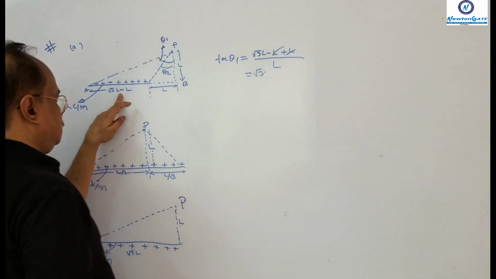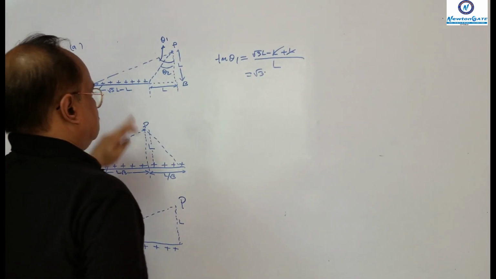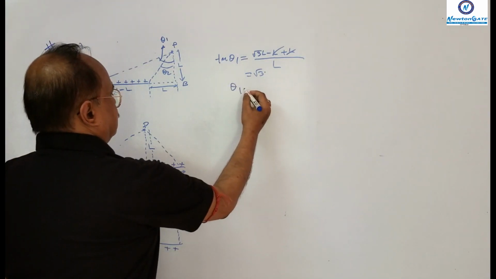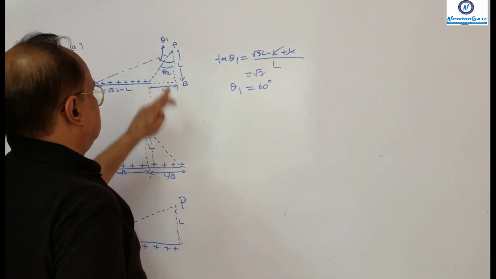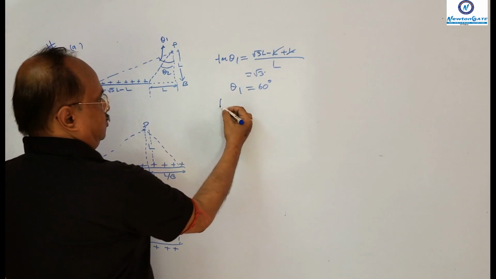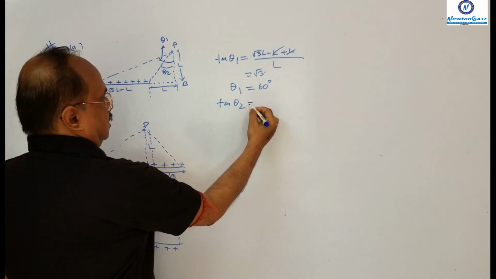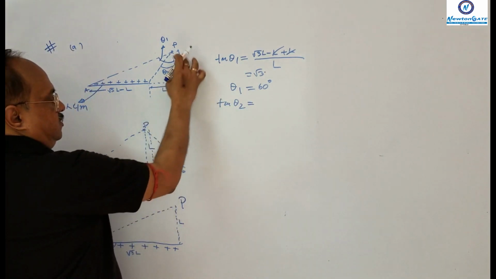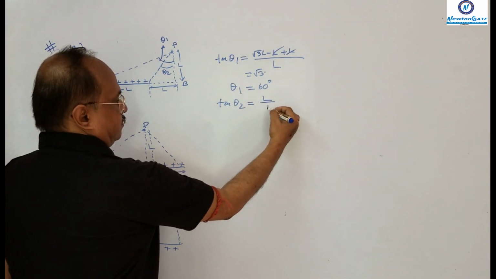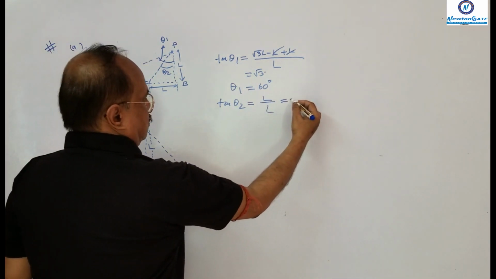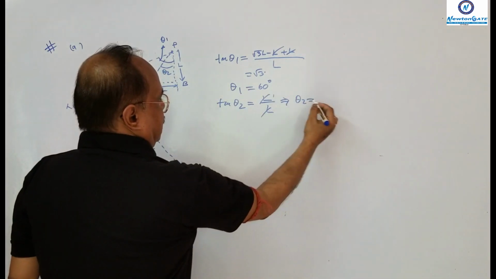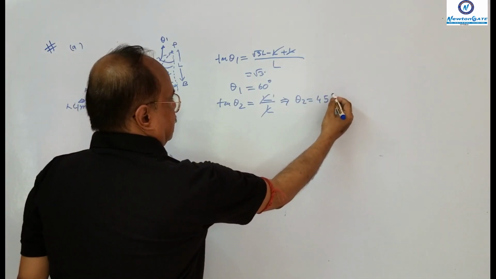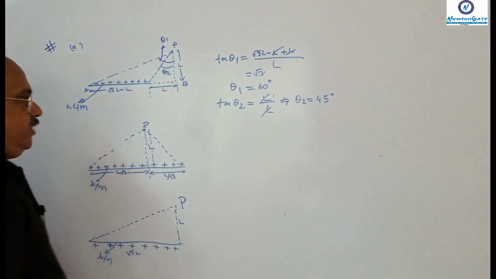So theta 1 you are getting as 60 degrees. In the same way, tan theta 2 is equal to opposite by base, that is L by L, and the L and L get cancelled, and that is equal to 45 degrees. So that means your theta 2 is 45 degrees.